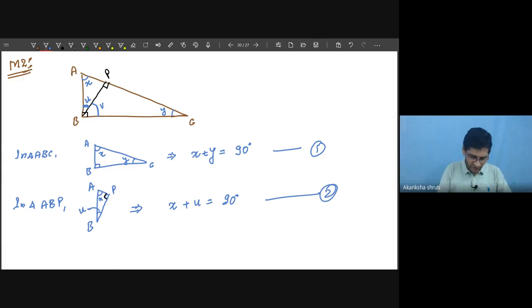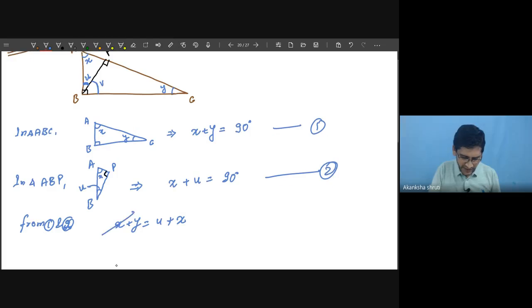Now, from 1 and 2, what can we write? Everything I had explained in class 9th also, student. You people might have forgotten. So from 1 and 2, we can equate X plus Y is equal to U plus X. Now this X and X get cancelled. Y is equal to U. See? How is the figure?